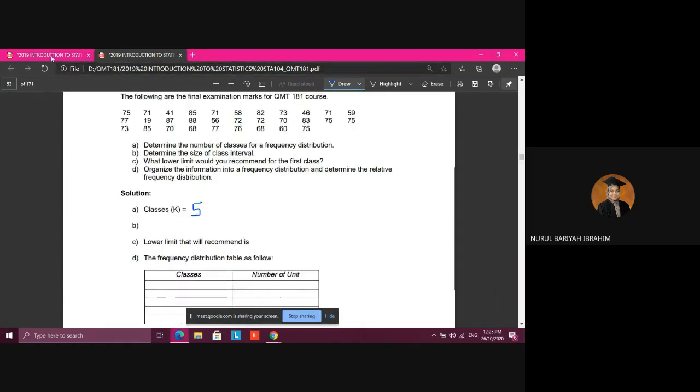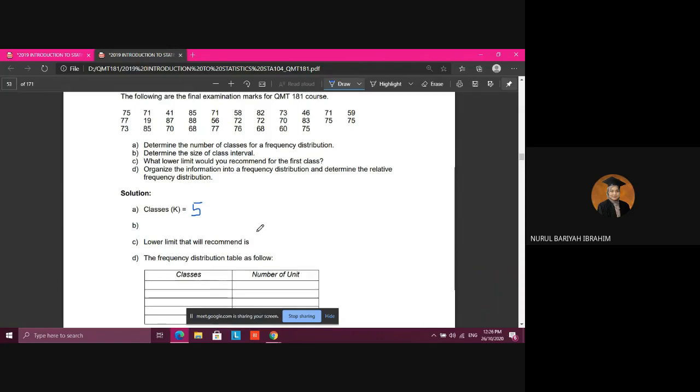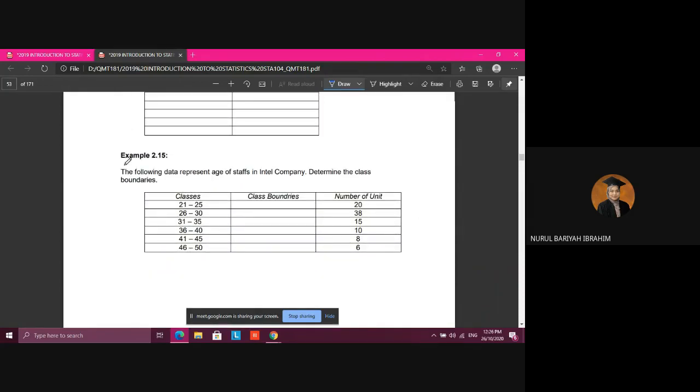Alright, the next step adalah we need to find the class size. Class size ni maksudnya adalah the approximate value of the class interval. Class size ni adalah class interval. Berapa banyak beza di antara interval dia punya range tu. Contohnya, let's say ini dah ada classes yang dibuat. We have several classes.